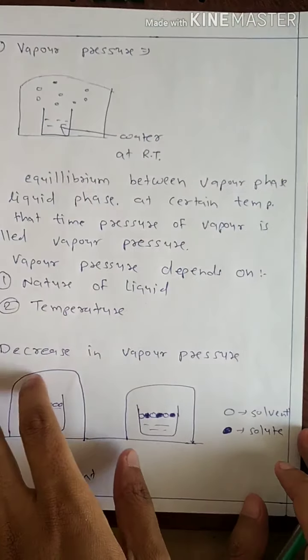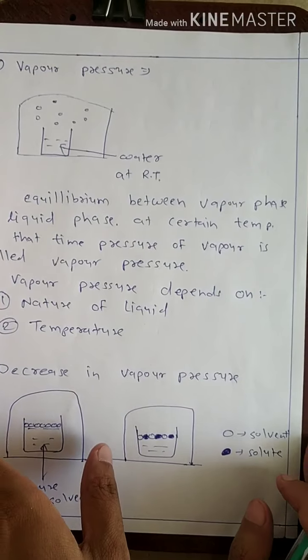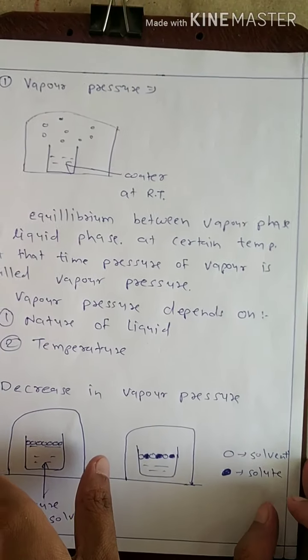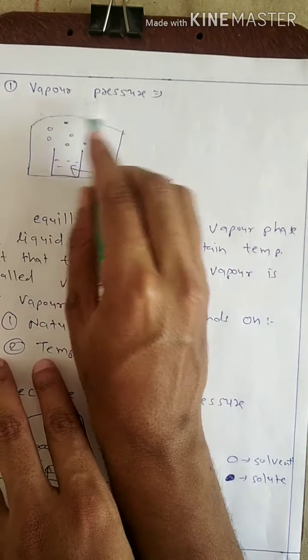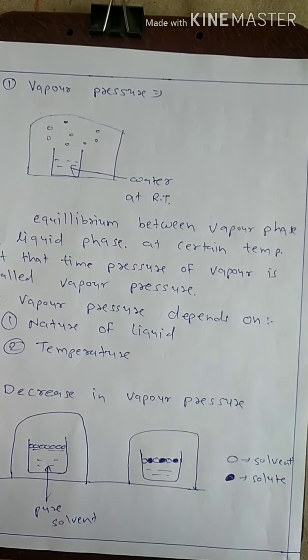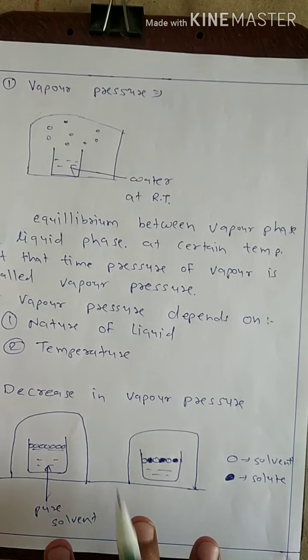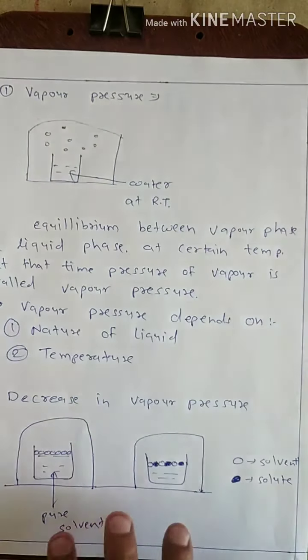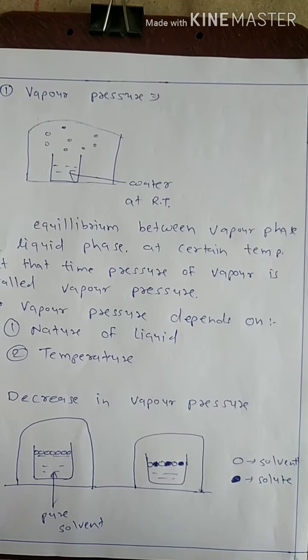Now our next point is vapor pressure. Change in vapor pressure is our colligative property, but we don't know what vapor pressure is, so how can we go directly to change in vapor pressure? So first, what is vapor pressure? Let us see what vapor pressure is.